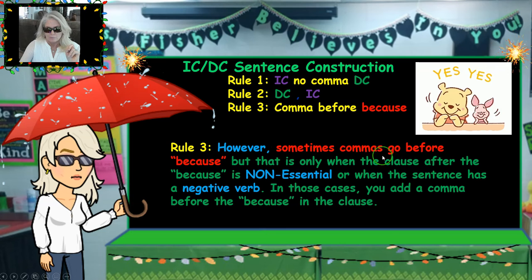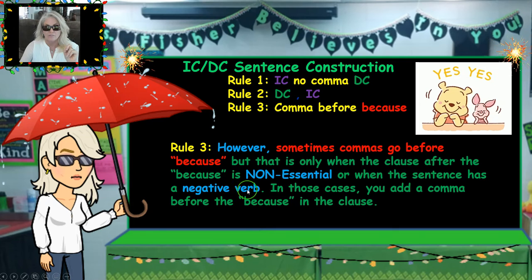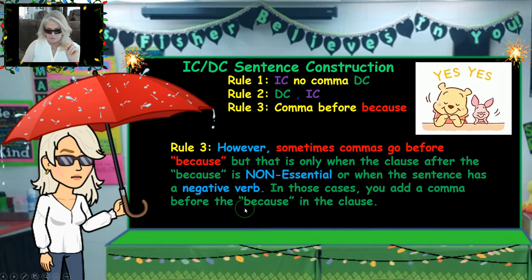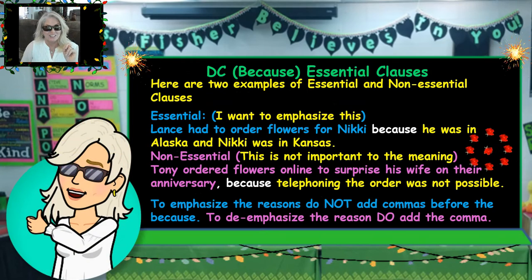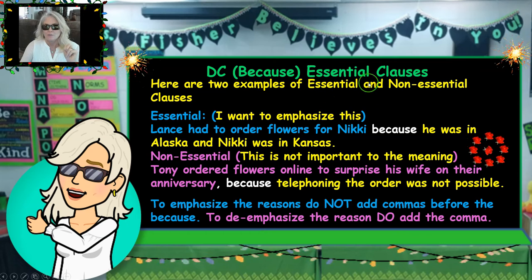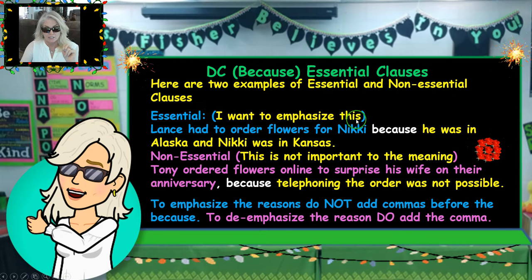Sometimes the comma goes before because, but that is only when the clause after the because is non-essential, you don't need it, or when the sentence has a negative verb. In those cases, you add a comma before the because. A negative verb, which we're going to look at with double negatives at the end of this also. Here are two examples of essential and non-essential clauses.